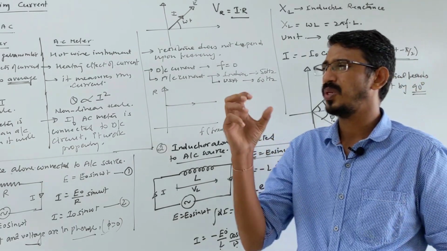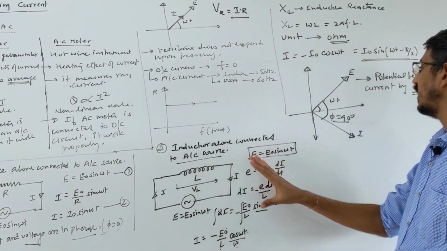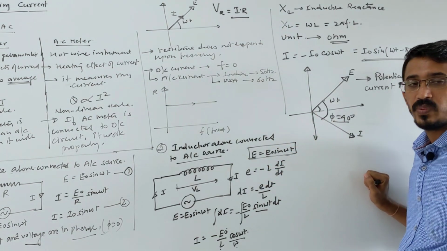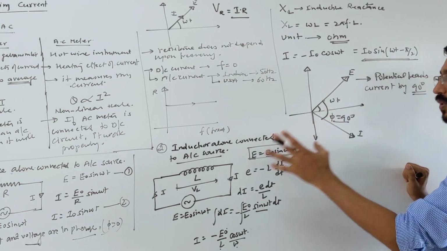Generally an inductor has a combination of resistance plus inductance both, but we're talking pure right now. So a pure inductor is connected to an AC source. Then what is the phase difference between current and voltage? The answer is 90 degrees. There is a phase difference of 90 degrees. Very important, we'll talk a little later.